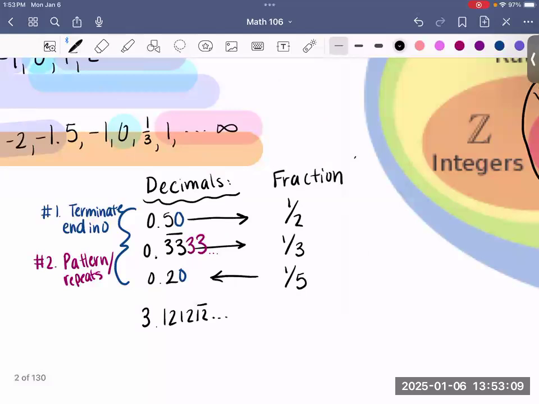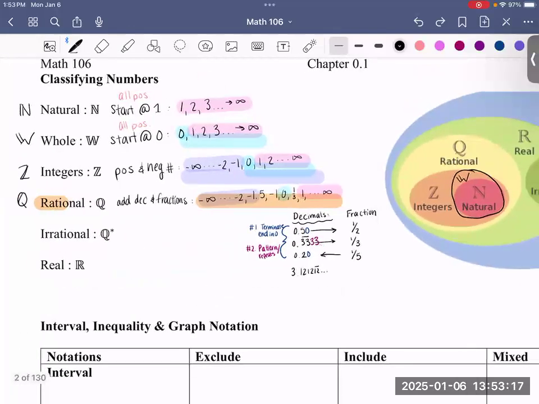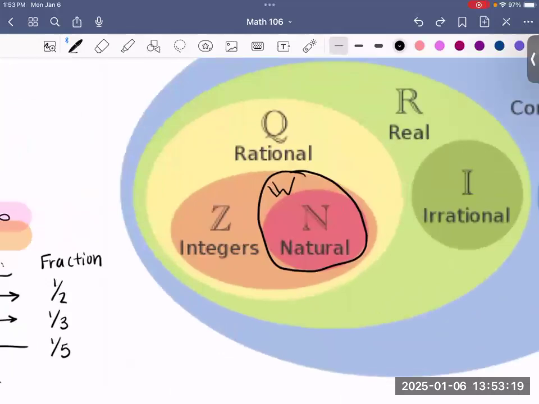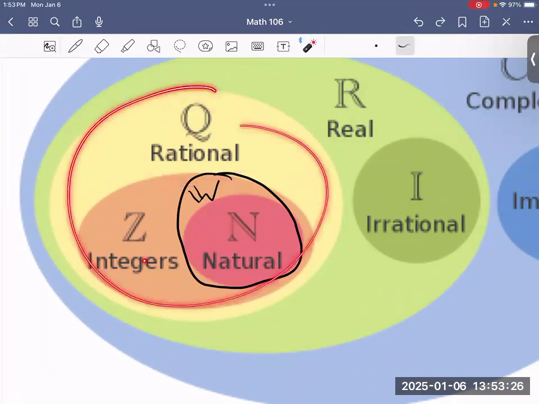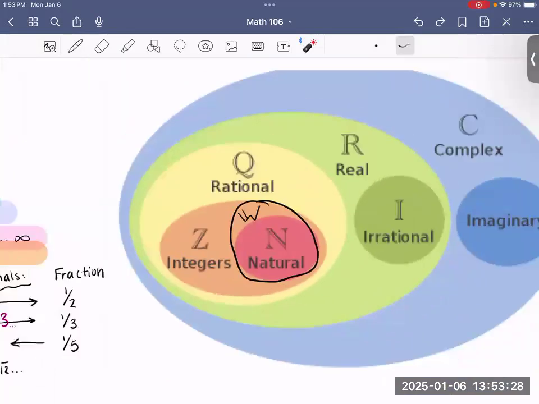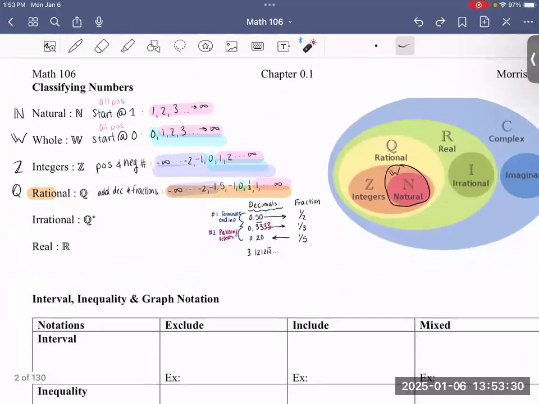Anyway, that pretty much takes care of rational. You'll notice that rational numbers here encompass your integers, your whole, and your natural. So then what is the opposite of rational?